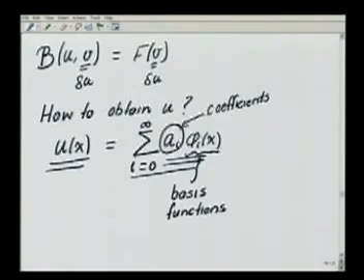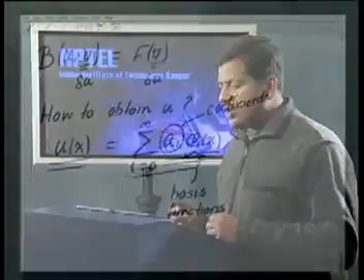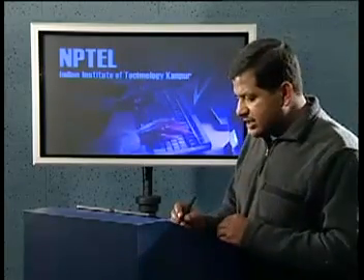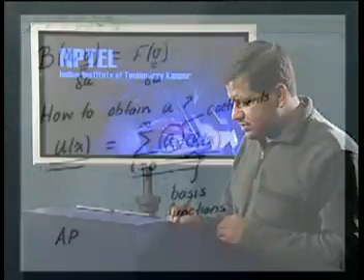So now the job is to find these coefficients a_i. How can we use what we have done here to find the coefficients a_i? That is the first question. Secondly, we do not want to find in all cases all the infinite coefficients. We will be happy by getting something called the approximate solution.